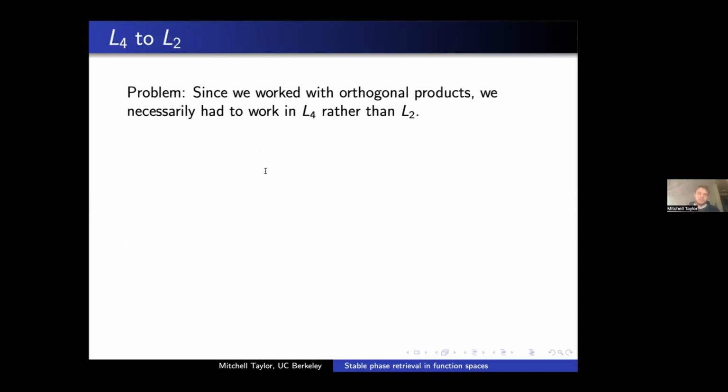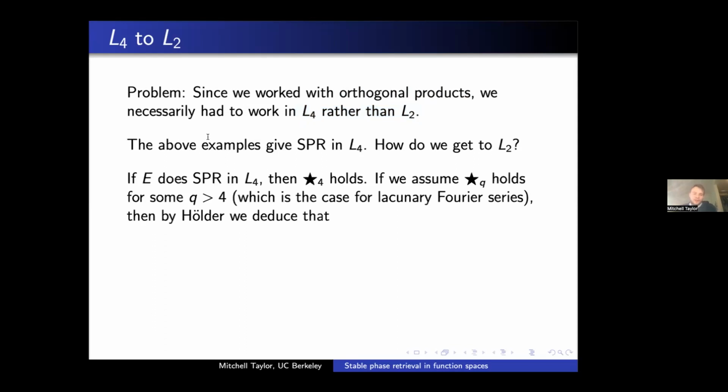All right, so the next problem is, this procedure, we looked at orthogonal products, and that necessarily meant we had to work in L4 rather than in L2. And most phase retrieval problems are happening in L2, so we want to get rid of this assumption. And how do we do that? Well, let's note a few things.